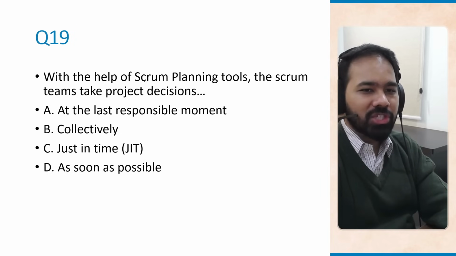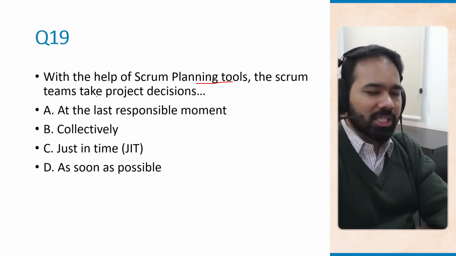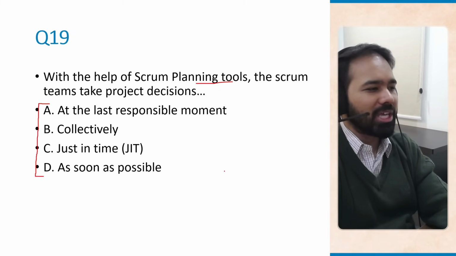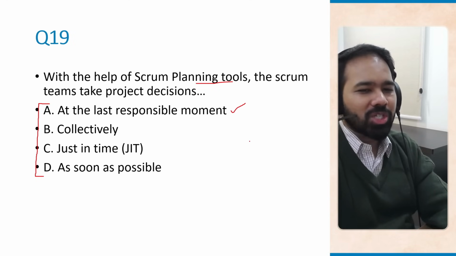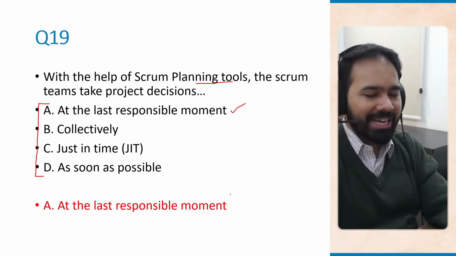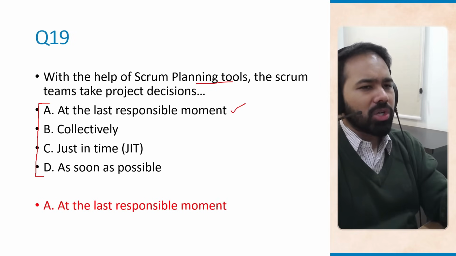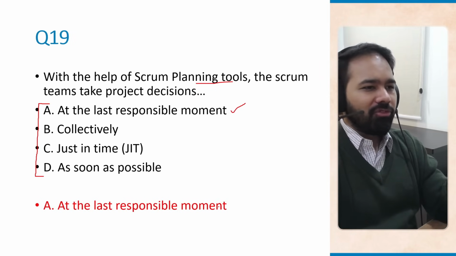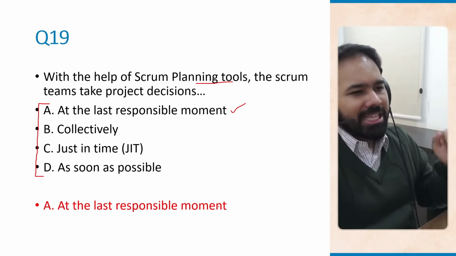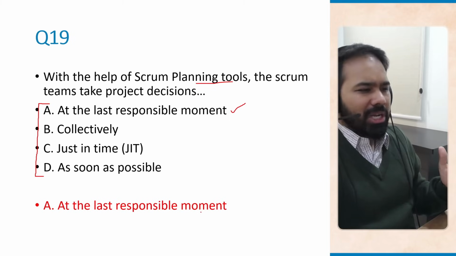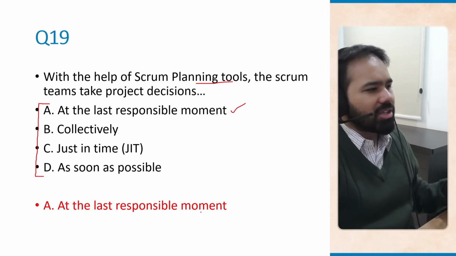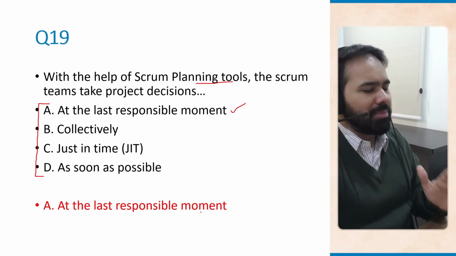With the help of Scrum planning tools, the Scrum teams take project decisions at the last responsible moment, collectively, just in time, or as soon as possible. There is a concept called at the last responsible moment in Agile, and that is the correct answer here. I would urge you to check out the video next to question 19 in the description below, because that will take you to a detailed explanation of what at the last responsible moment really means.